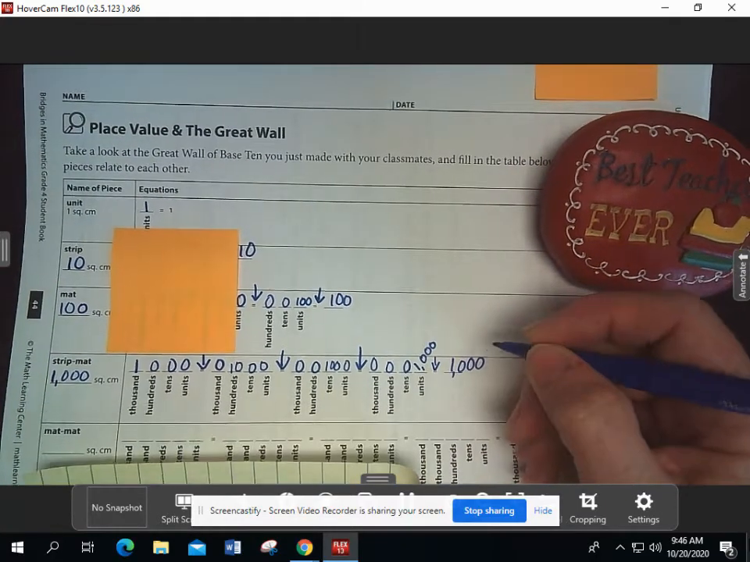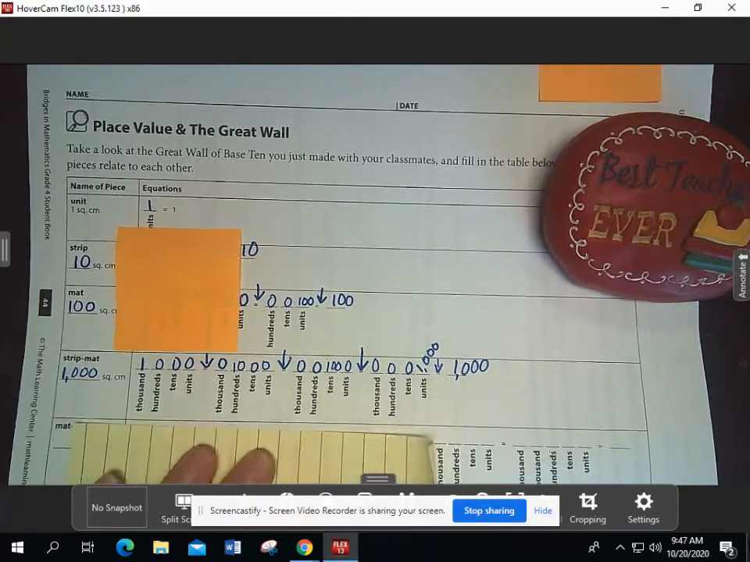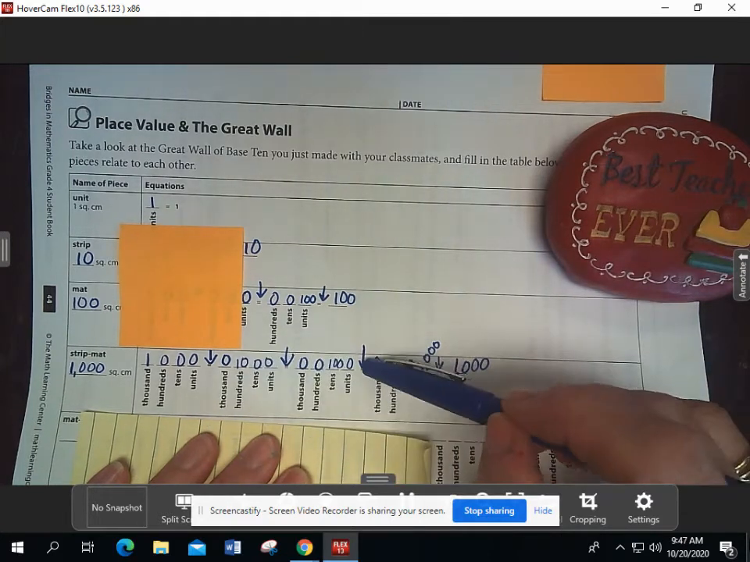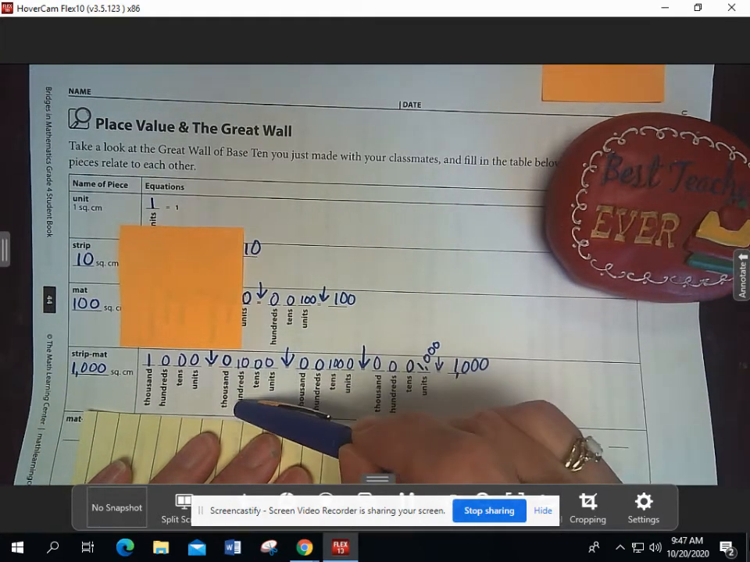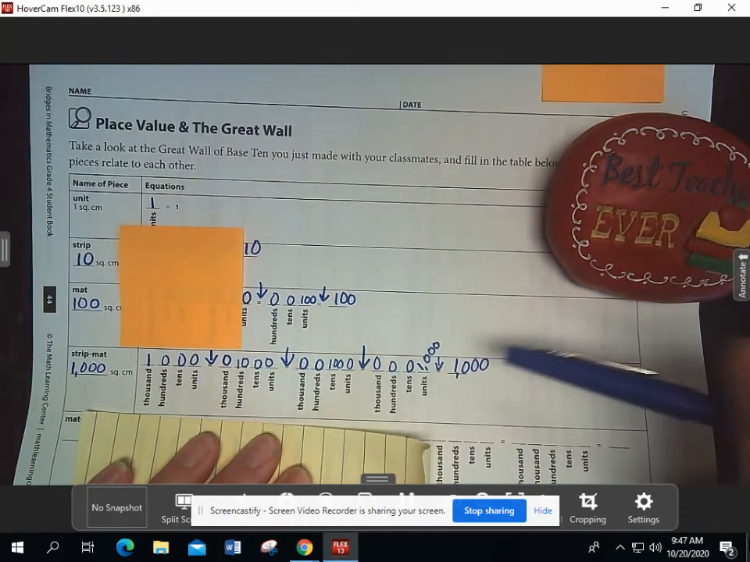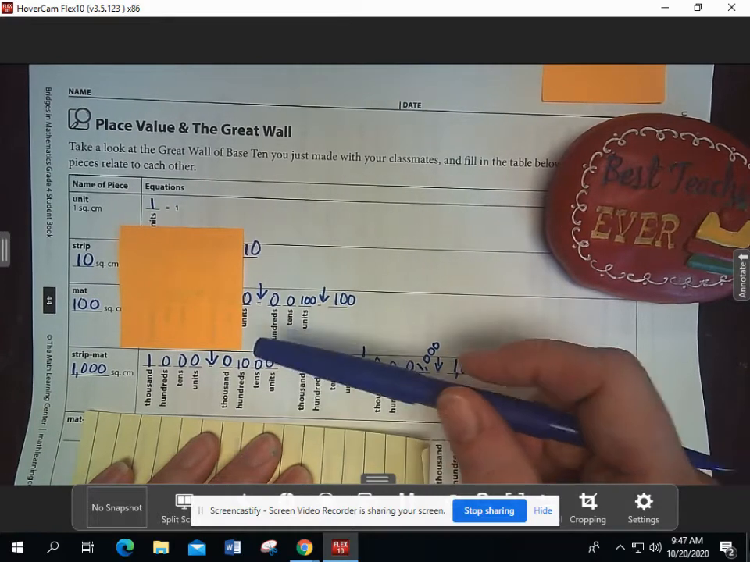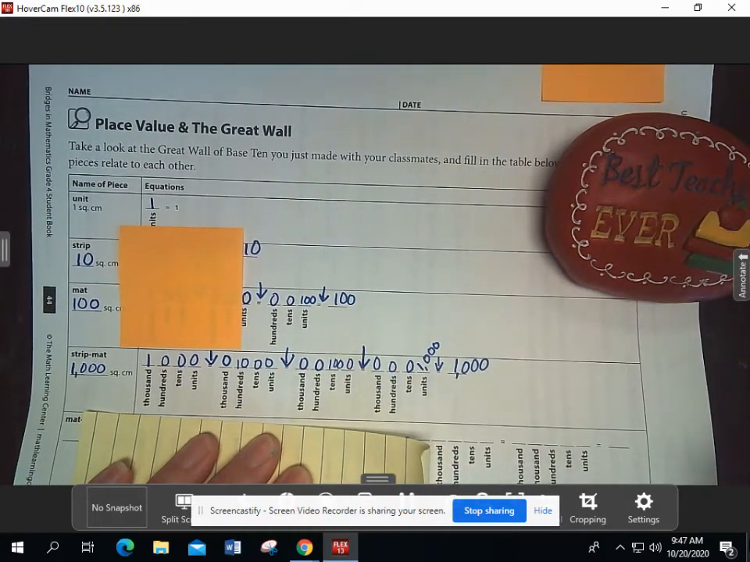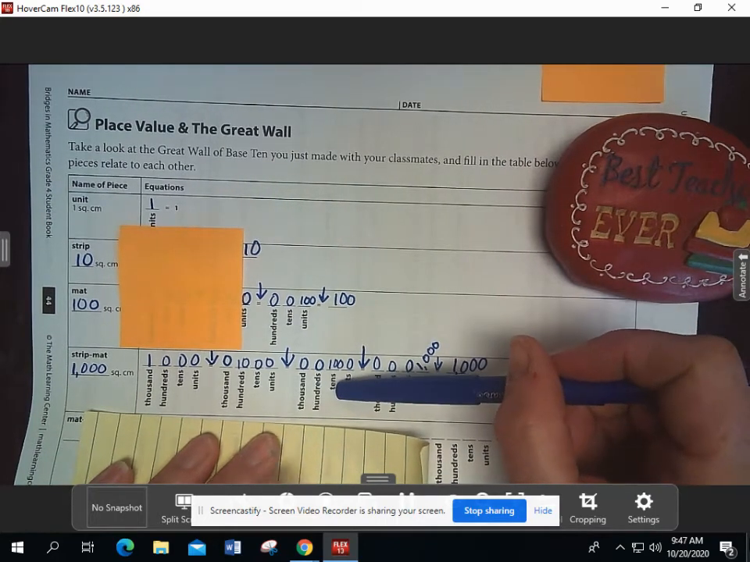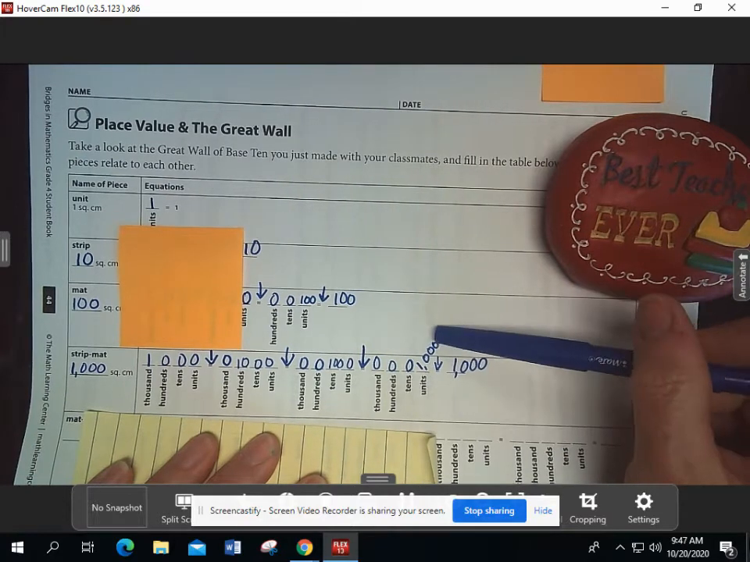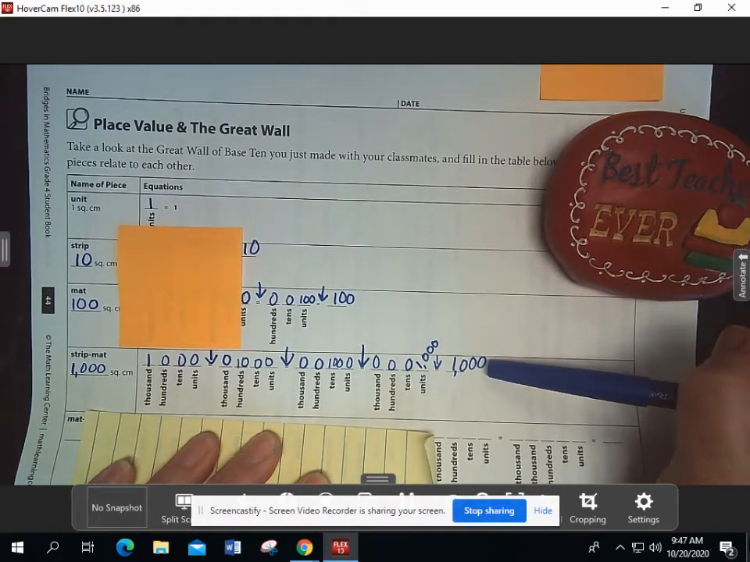1,000. Okay, so listen to what I'm going to say right now before we do this last one. So are you telling me that 10 100s is the same as 1,000? Yeah? No? Will? Are 10 100s the same as 1,000? Yes. Are 110s the same as 1,000? Okay. Are 1,000 units the same as 1,000?